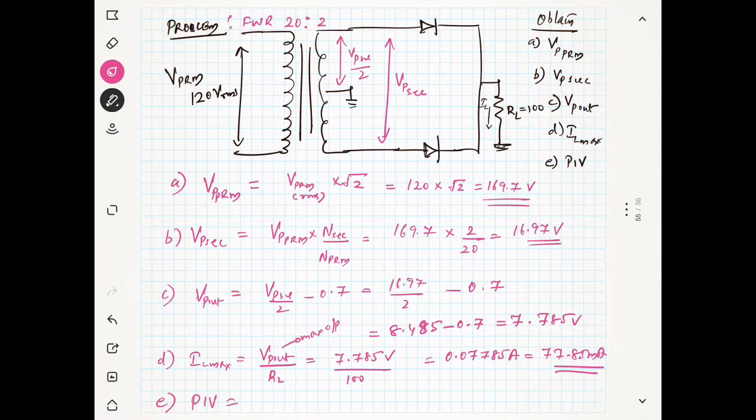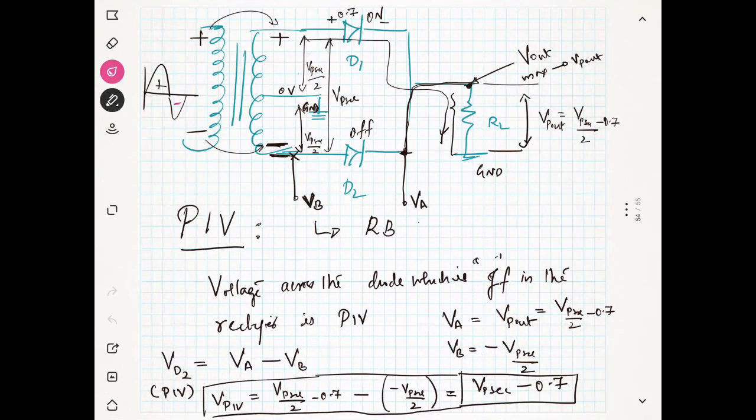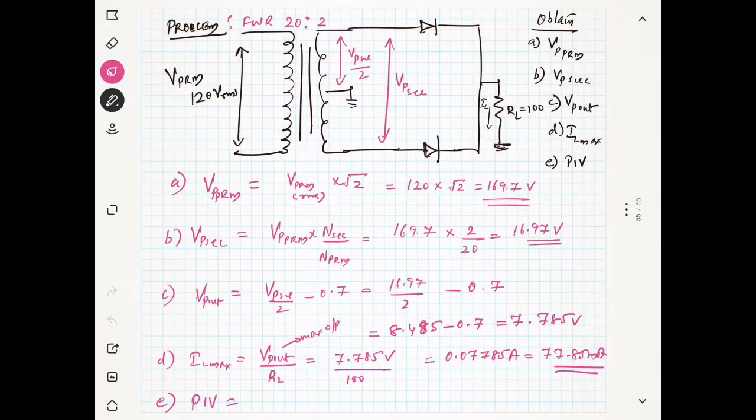Next you have the peak inverse voltage. Just now I talked about the peak inverse voltage. It is Vp secondary minus 0.7. So Vp secondary minus 0.7 is 16.97 minus 0.7, which is nothing but 16.27 volt. Okay, that's it. So this is the problem about the full wave rectifier.